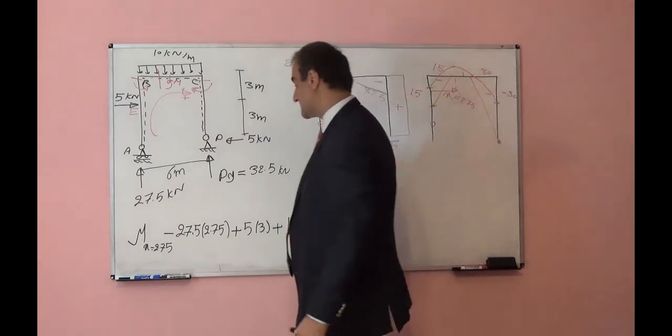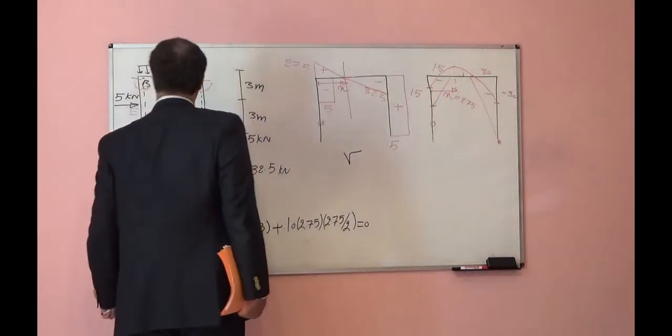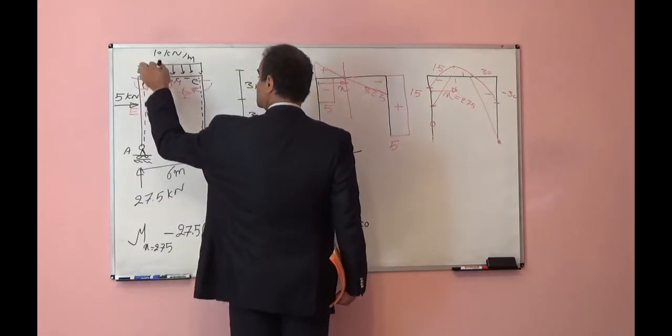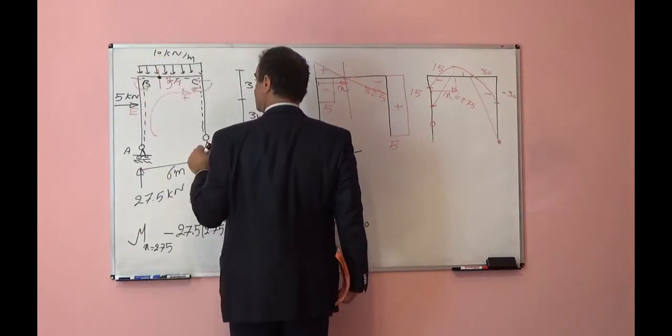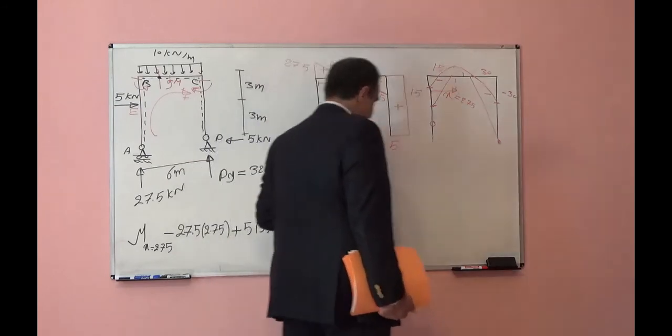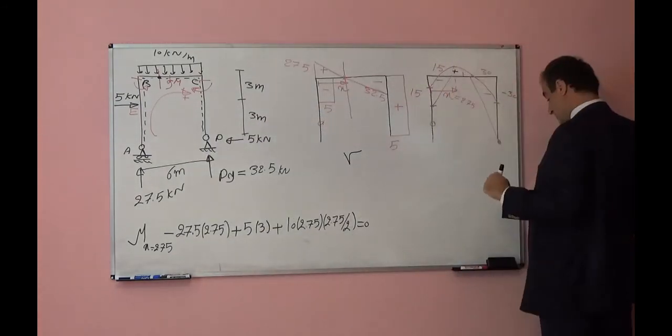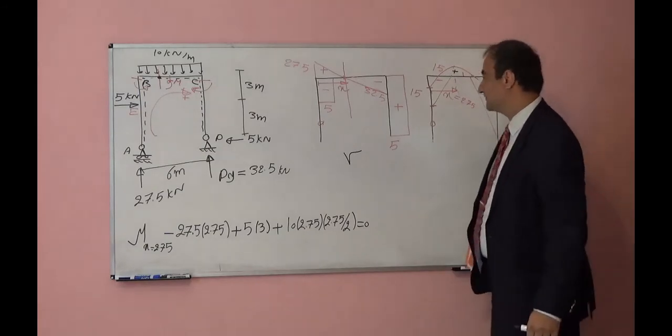If you take the other side, you will find the maximum moment. And here I'm taking moment with respect to this point, so 10 times 2.75 times 2.75 divided by 2 will give us the maximum moment magnitude.